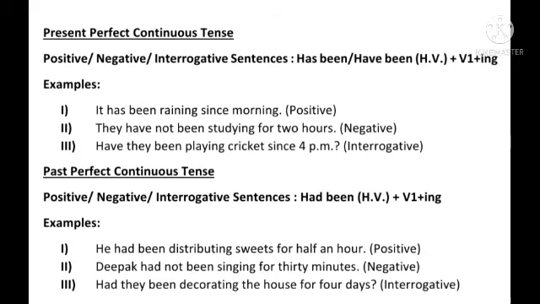And in the same way, in the interrogative also, have should be placed before the subject, not have been. For example, have they been playing cricket since 4 p.m.? Now, past perfect continuous tense. In past perfect continuous tense, we have to use had been and the ing form of the main verb. Let's see the examples. He had been distributing sweets for half an hour. Deepak had not been singing for 30 minutes. Had they been decorating the house for 4 days?